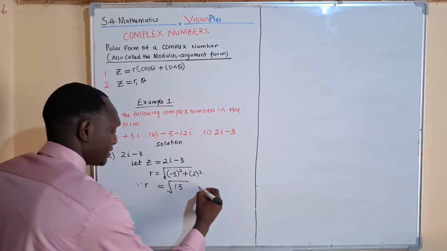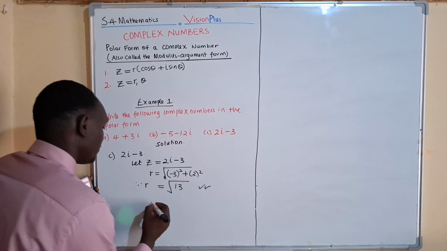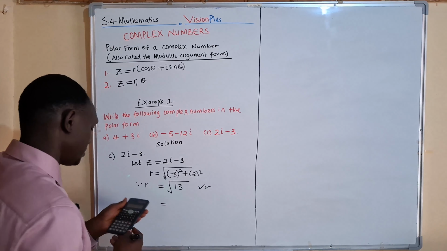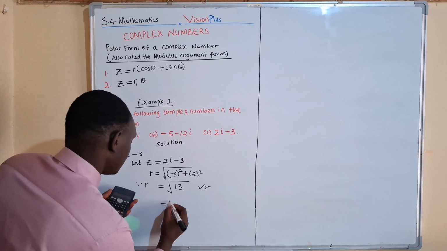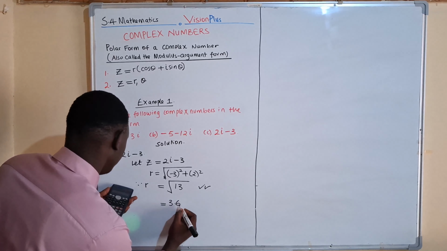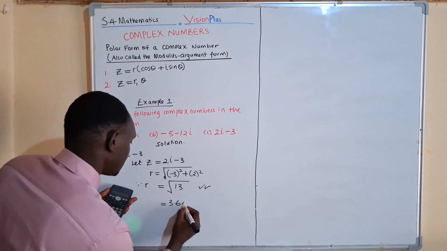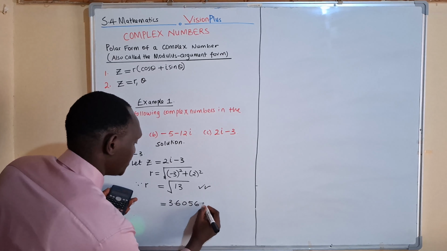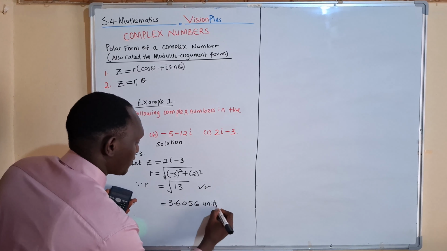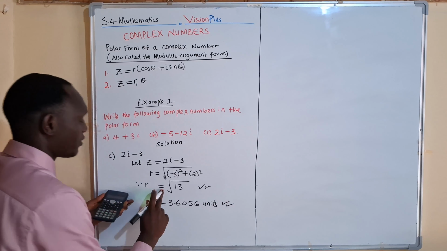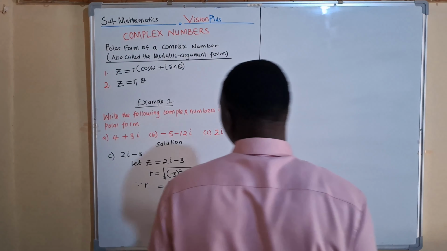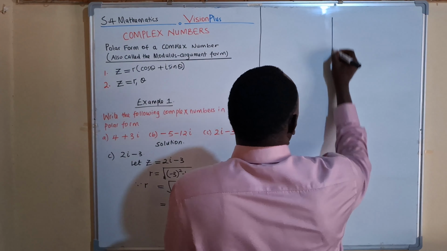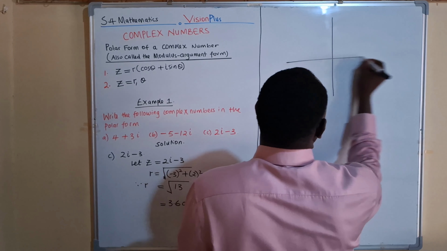This value is correct. But if you want to write your value in decimal form, then you just press square root of 13, which is 3.6056 units. Both are correct. You can write the answer in decimal or in surd form. After getting the magnitude of the complex number, let us now find the argument of that complex number.